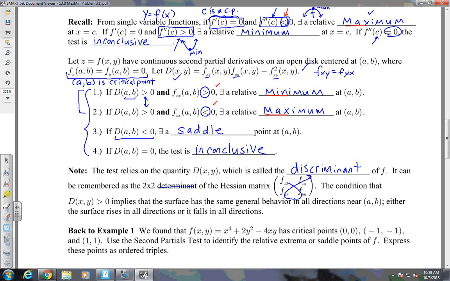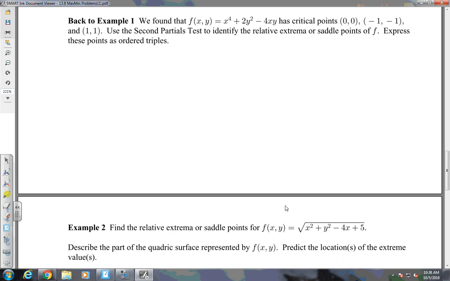Okay, let's get back to the surface we were considering in example 1. We found that this function f of x and y has critical points (0, 0), (-1, -1), and (1, 1). We found that by setting our first partials equal to 0 and solving the resulting system. Now we want to figure out, do any of those points give us max, min, or saddle point? So we're going to use the second partials test to identify the relative extrema or saddle points of f.